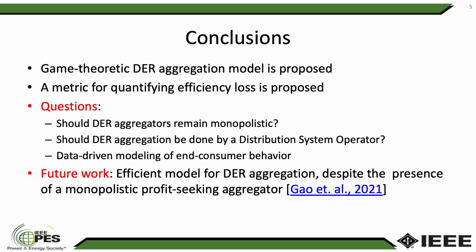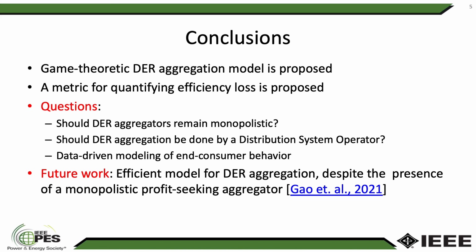As a conclusion, we have proposed a game theoretic model for DR aggregation. We also proposed a metric for quantifying efficiency loss. Some questions for future work: should the aggregator remain monopolistic, because we only have one aggregator here? If I increase the number of aggregators, how will the efficiency be affected? Also, should the aggregation be done by a distribution system operator? That's another question. Or should this be data-driven?